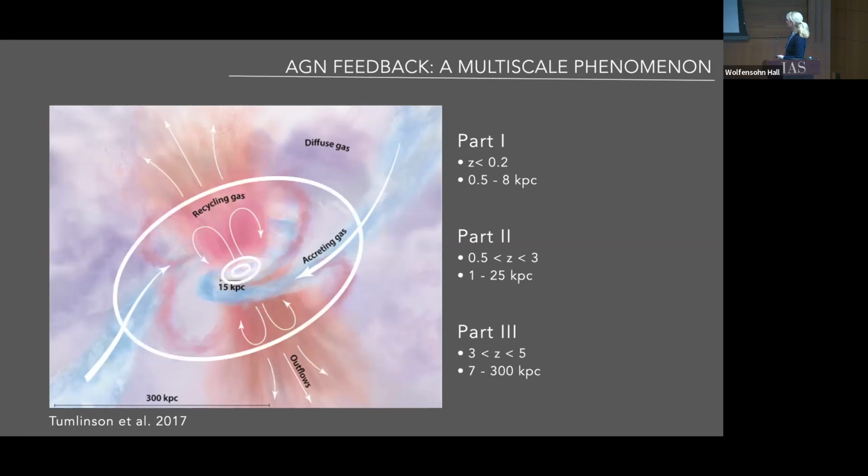So I'm trying to divide my talk into three parts. The first part will focus on our observations of feedback processes in low redshift AGN, probing scales of a few kiloparsecs. The second part of the talk will focus on slightly larger scales, going out to tens of kiloparsecs in sources at, well, now I have to say with JWST, intermediate redshift, 0.5 to 3. And then the last part of my talk will focus on more high redshift galaxies, redshift 5, maybe it's intermediate redshift by now, probing scales of like 7 to 300 kiloparsecs.